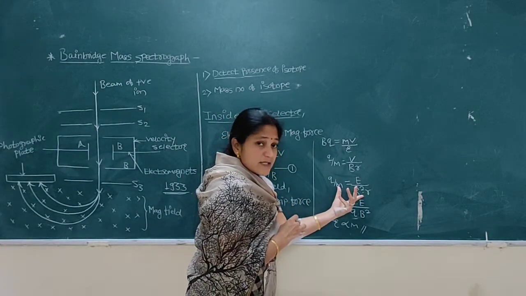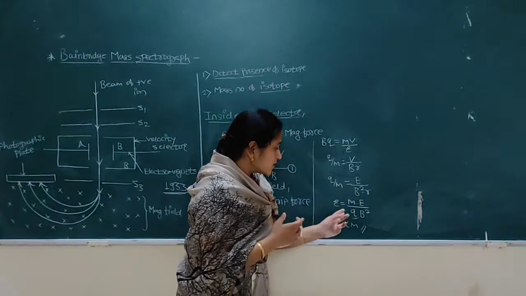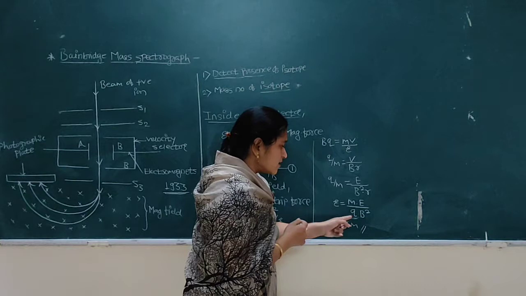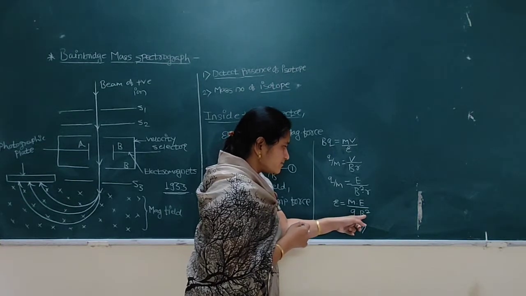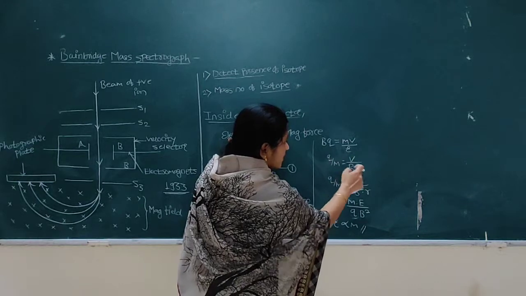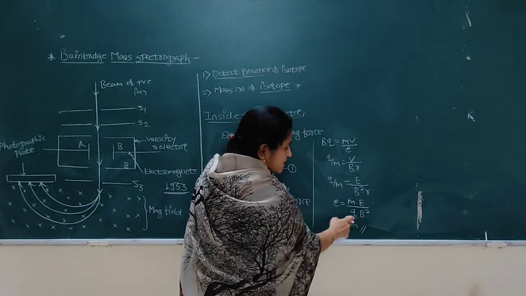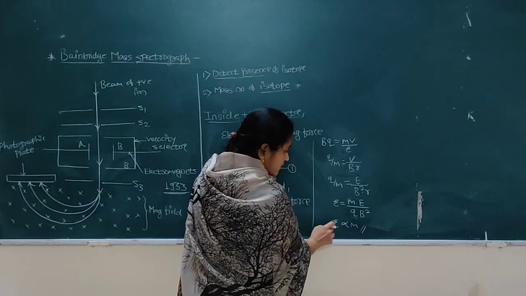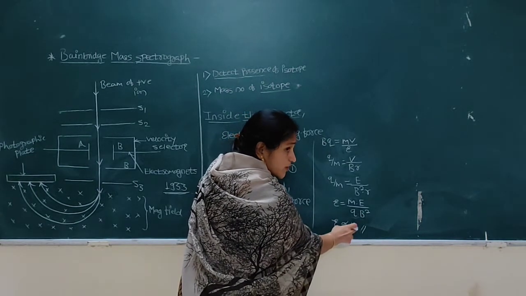And according to this equation, we just rearrange the equation for r, which is equal to m into E divided by q into B square. Here only we put the value of v, that is E by B. So we get this equation. So from this equation we can write the general relation, that is r is proportional to m.